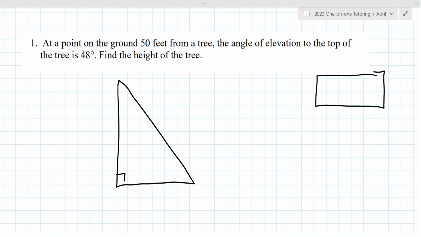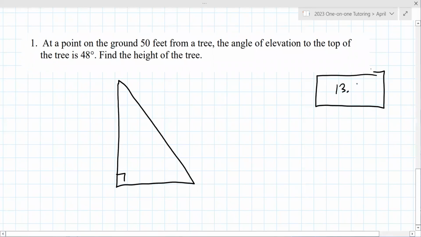How are you doing on this one? I think I got it. Do you want to give me your answer here to one decimal place? Yeah, 13.5 feet. That feels like I haven't done anything here. Thinking about the height of a tree, could it be 13.5 feet tall? It does seem right. The angle of elevation though is 48. I feel like that might not be the right number.